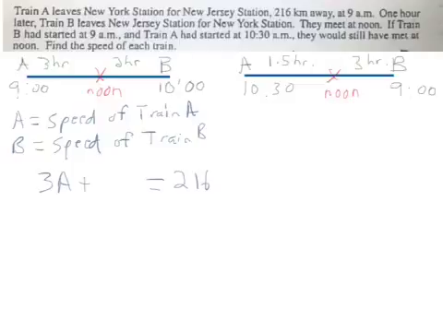So train B, the distance, will be found by taking the time times the rate. So 2 hours times the rate, or the speed, which is B, is unknown. So I have 2 times B. So that's going to be one of my equations, the first one: 3A plus 2B equals 216.